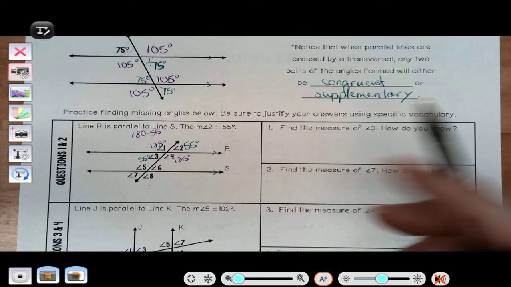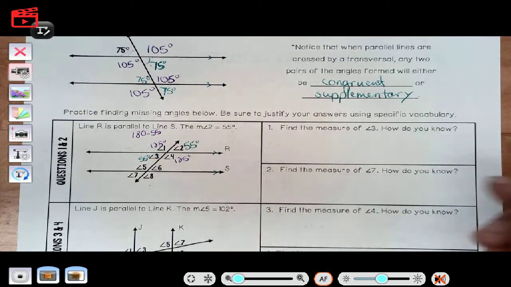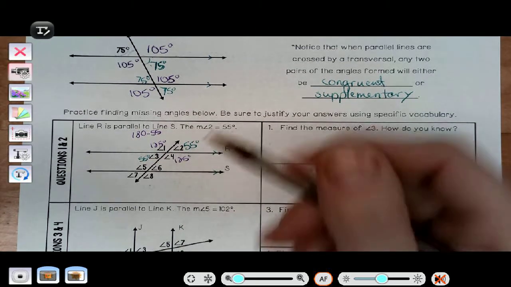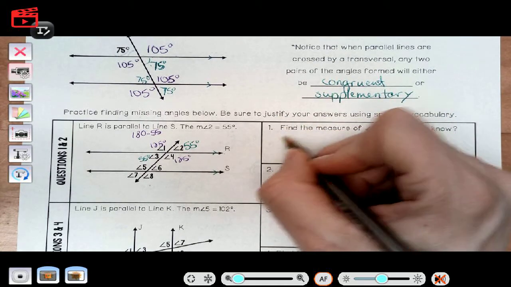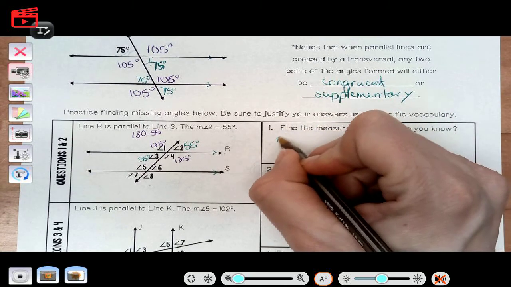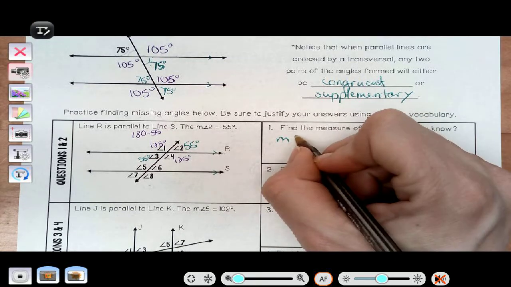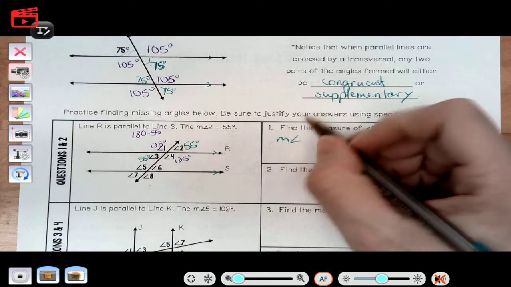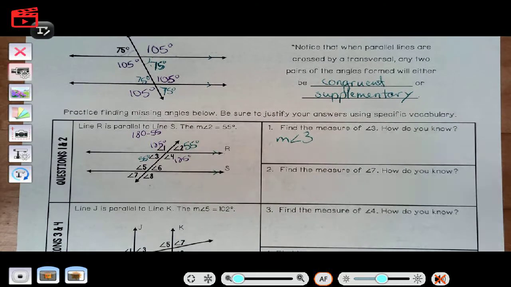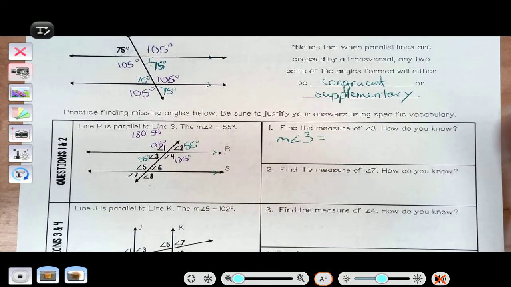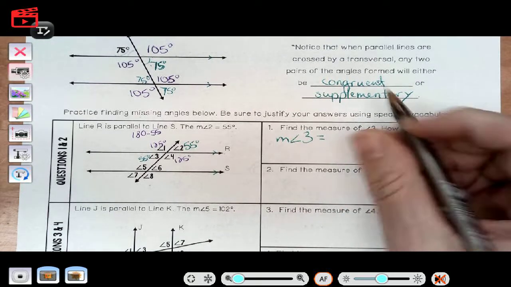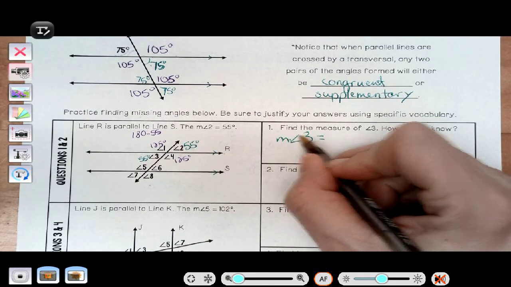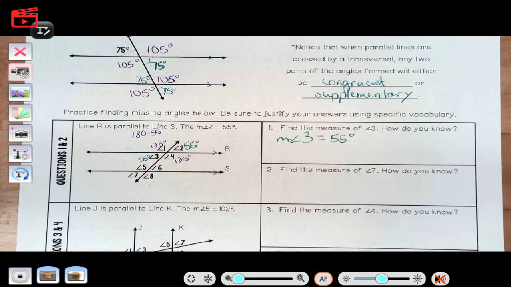It said find the measure of angle 3. Well, I did. It's 55 degrees. How do we know? Well, now, here's a little notation for you. That little M means measure of angle 3, equals, and I'm using equal here because I'm giving it a value. I'm not using the congruent sign because I'm giving it a numerical value. The measure of angle 3 is 55 degrees. How do we know?